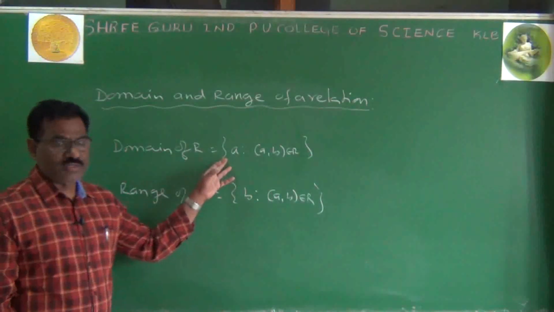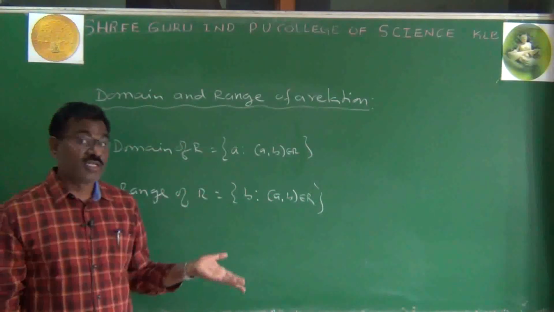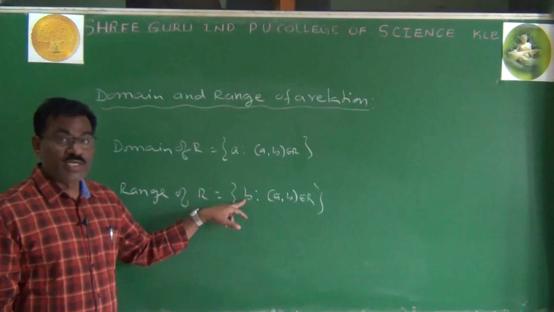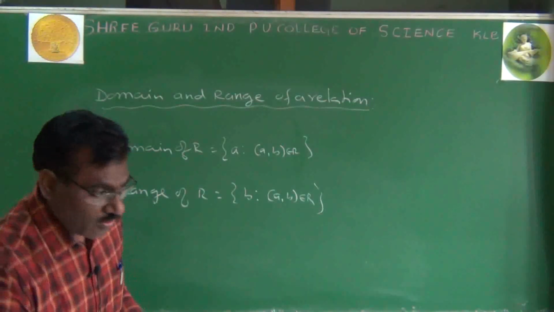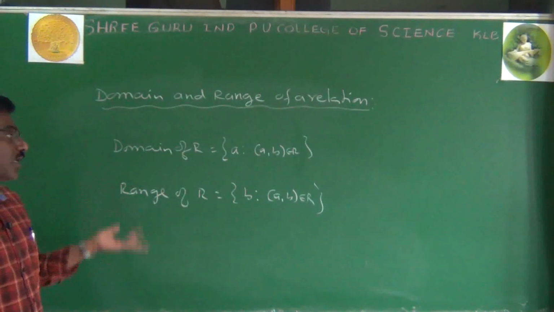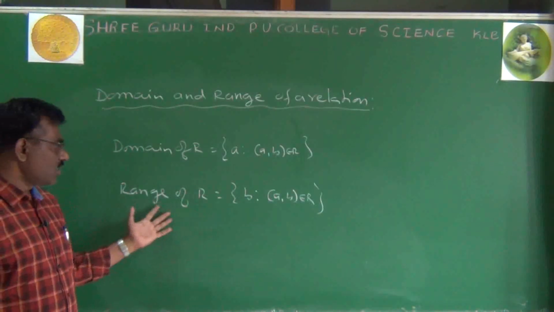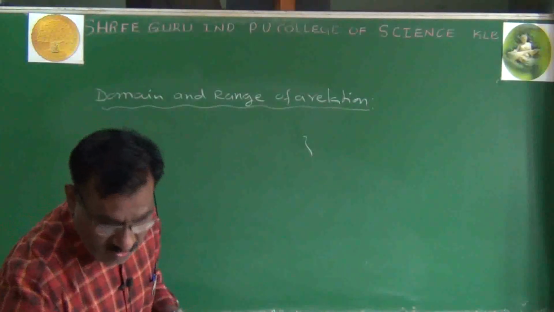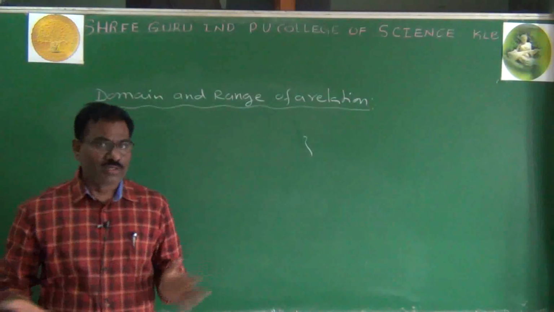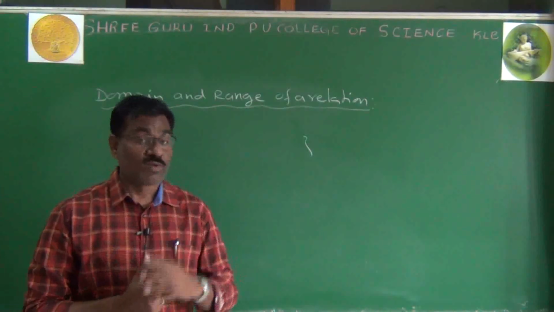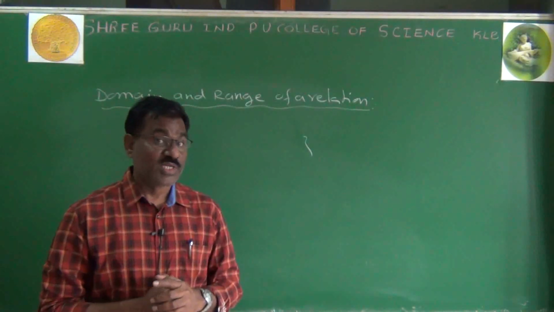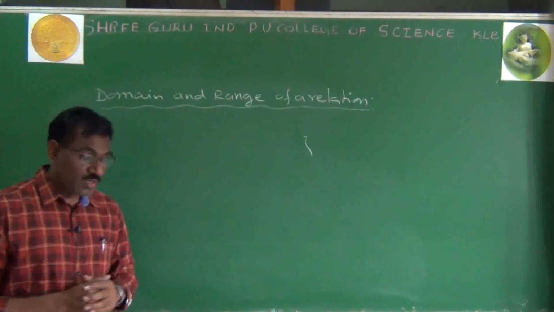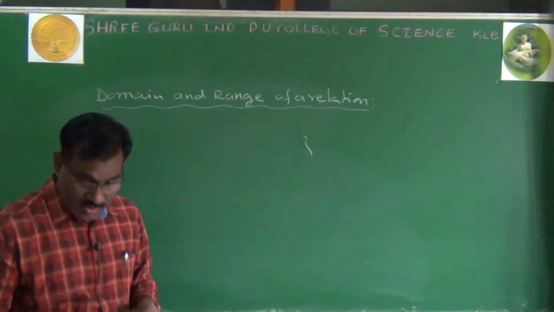So this is the first element. In a relation R, the first element is called the domain, and the second element is called the range. Relation, domain, range. Domain means first element, range means second element. But it must be a relation. If it is not a relation, there is no domain and range, so be careful. For domain and range, it must be satisfied that set R is a relation. This is also important.